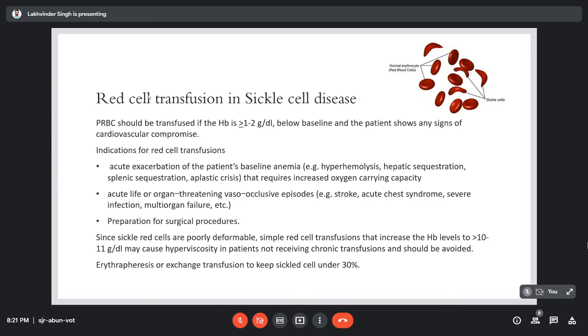So the best option for a patient with sickle cell disease, not simple transfusion, it's better to do the erythrocytapheresis or the exchange transfusion. You remove the sickle cells, you transfuse the normal cells. That's the best modality for sickle cell patients. It's difficult to understand the transfusion therapy in sickle cell because it's multifactorial, multiple factors are involved.